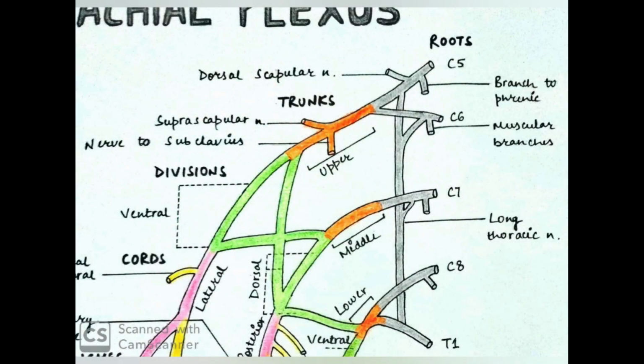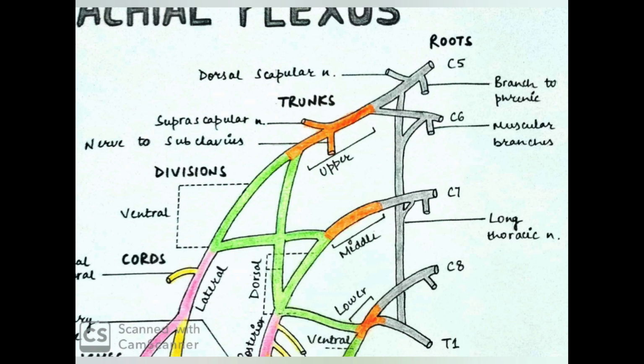Now coming to the roots, as you can see in the diagram, the black colored portion, these are constituted by the anterior primary rami of spinal nerves C5 to C8 and T1, with smaller contributions from the anterior primary rami of C4 and T2. These are the roots. The origin of the plexus may shift by one segment either upward or downward, resulting in a prefixed or postfixed plexus, which can involve C4 and T2 respectively.